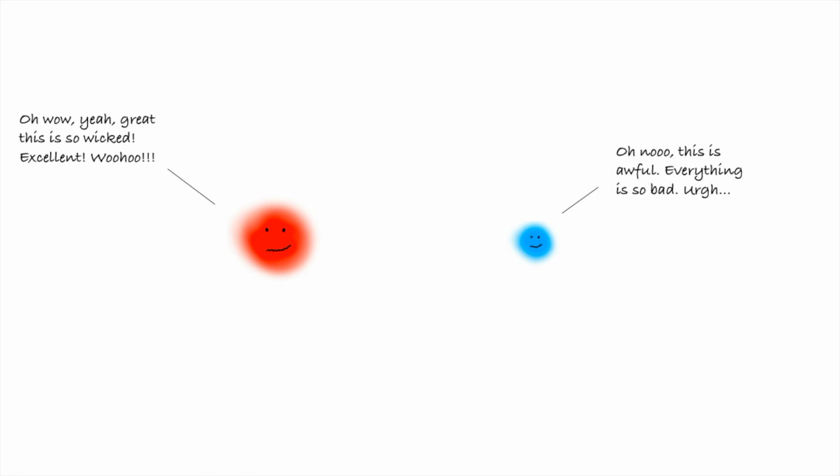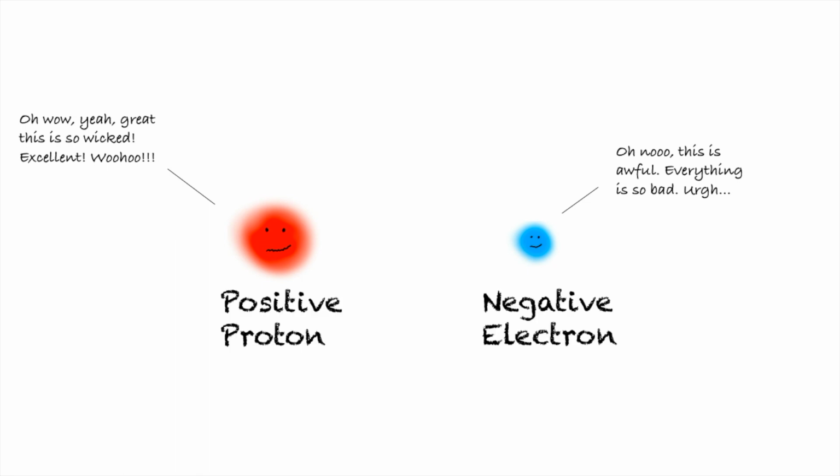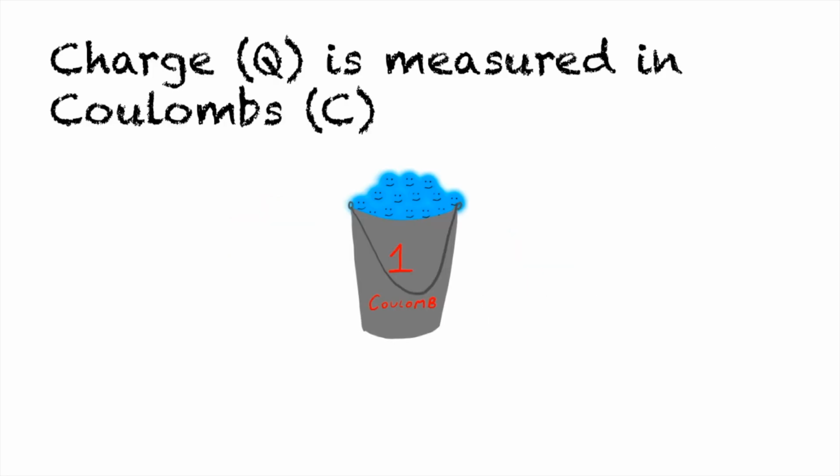Scientists have decided that protons' value for charge should use positive numbers, and that electrons' value for charge should use negative numbers. We therefore say that protons hold positive charge and electrons hold negative charge. The unit we have given for charge is the coulomb. In reality, it would take many electrons to create 1 coulomb of charge. How many, you might ask? 6 million million million.